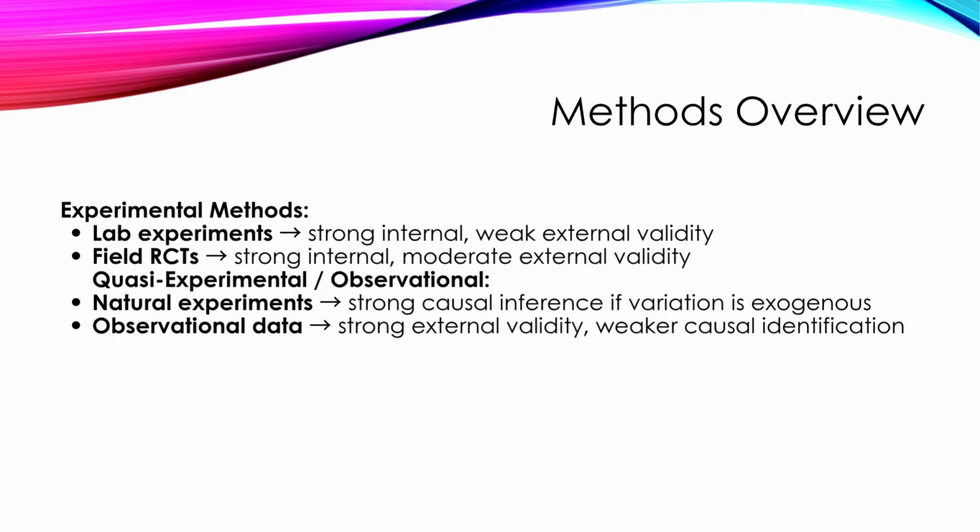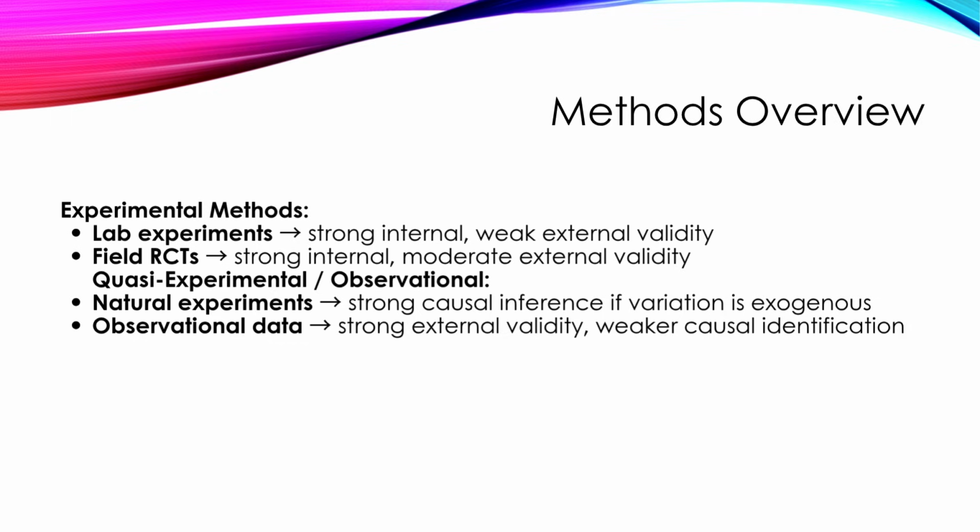And then we have field experiments, which are often RCTs, Randomized Controlled Trials. These are conducted in real-world settings with random assignment to treatment or control groups. These have strong internal validity because randomization reduces bias, and they have moderate to strong external validity. It's more realistic than lab settings but may face compliance issues.